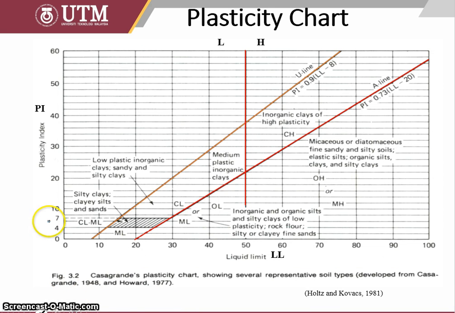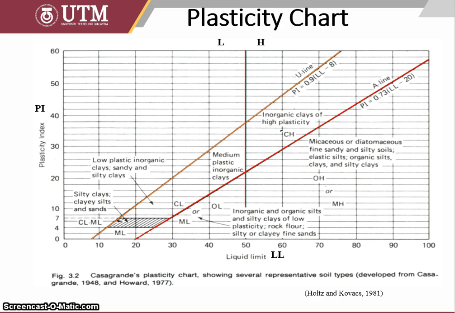Once we have the plastic limit and the liquid limit results, we can get the plasticity index. If you still remember, PI is LL minus PL. From here we can read the PI and the liquid limit, and then classify the type of soil. Let's say the liquid limit is 60 and the plastic limit is around 35. The result is clay with high plasticity.